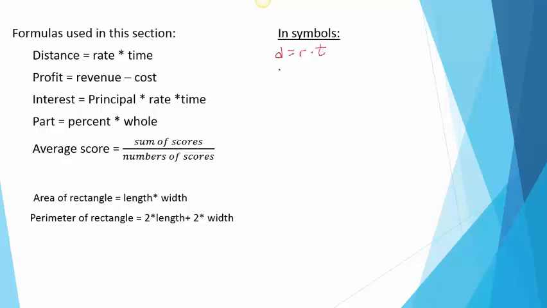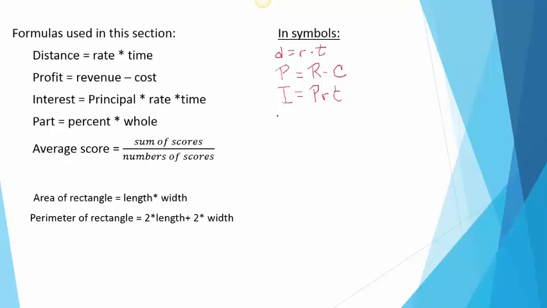Profit equals revenue minus cost. Don't ask me why, but it's usually a capital P equals a capital R minus a capital C. So you'll see it that way. Interest equals principal times rate times time. This is called simple interest. It's a capital I equals a capital P times a small r times a small t. That's generally how we see that written.